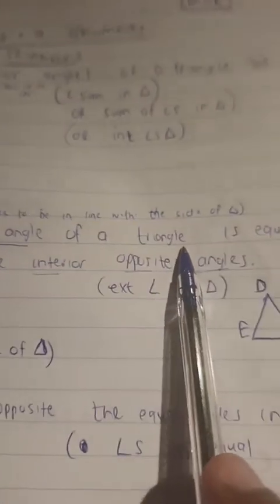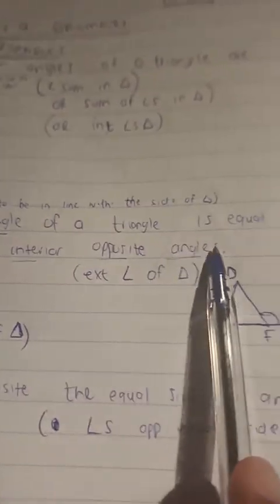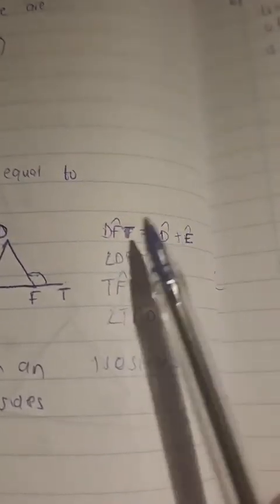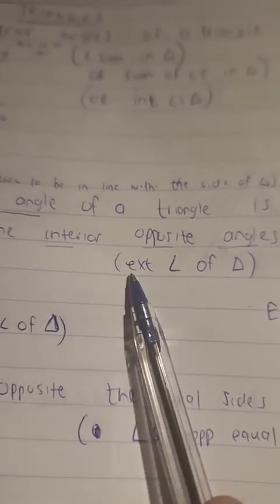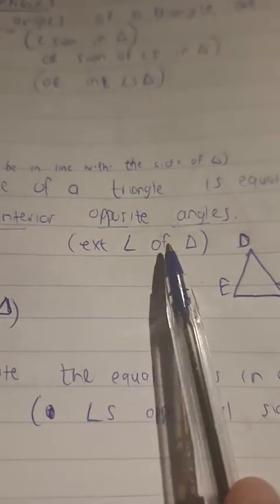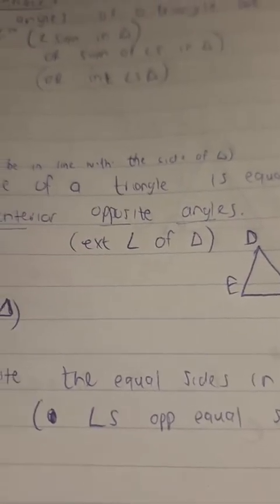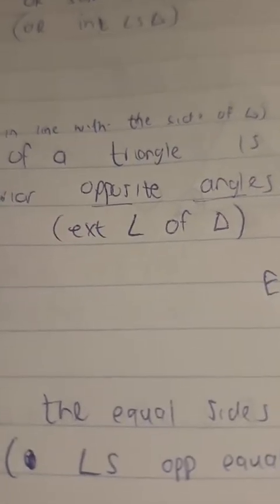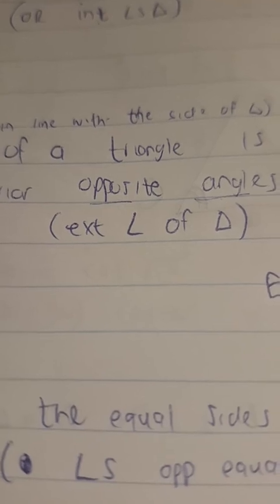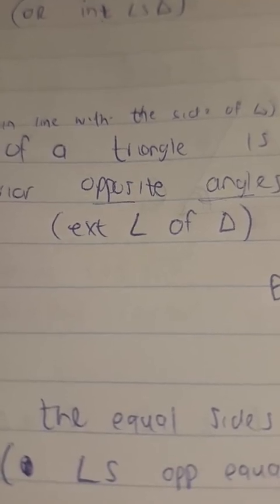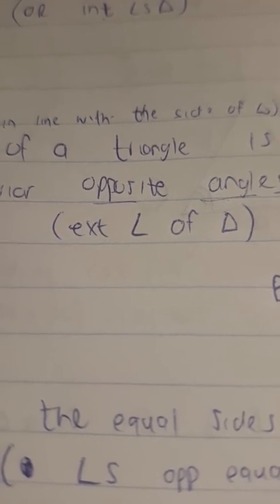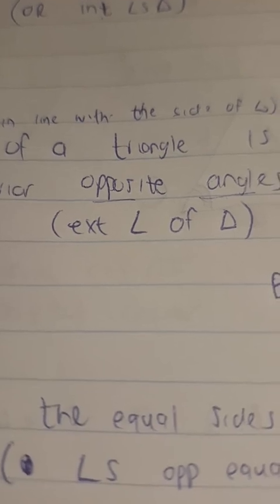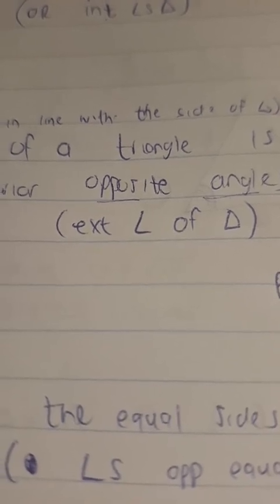The exterior angle of a triangle is equal to the sum of the interior opposite angles. Then after we write the statement, what would be our reason? We would write this reason: exterior angle of triangle. Okay, we do not forget the reason, because without the reason, our statement is not complete if it is not accompanied by the reason.